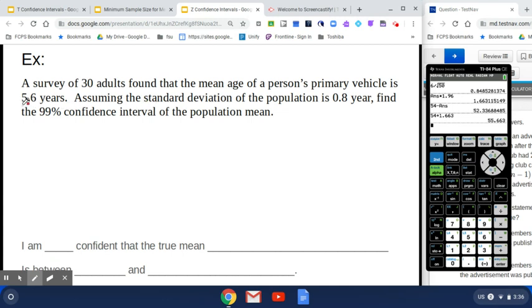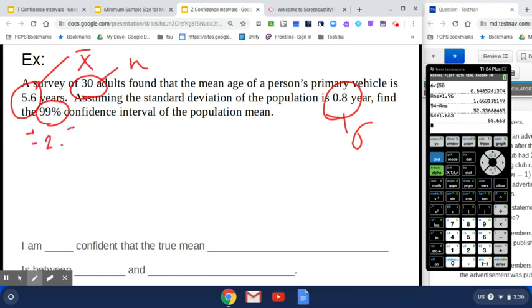The first number that I see is 5.6. This is talking about the mean age, so that's x bar. Oh, I missed the value of 30. That's talking about the sample size, so that's n. 0.8 is the population standard deviation, sigma. And a confidence level of 99% corresponds to the critical value of positive or negative 2.575.